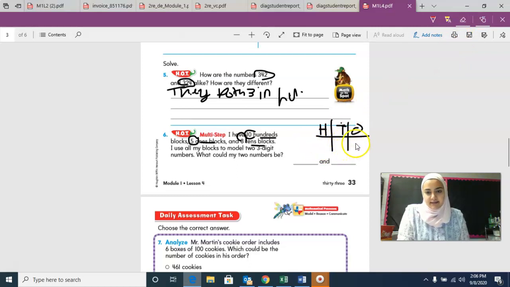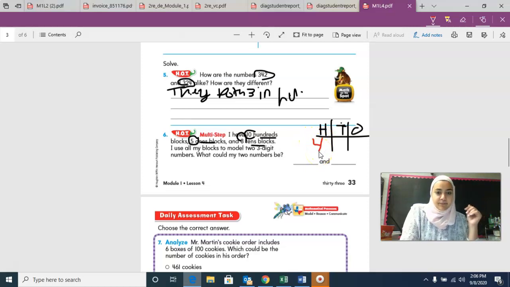So I'm going to erase this, and now I'm going to try that again. Out of the 10 blocks, you can use as many as you want. You don't have to use all 10 hundreds. I'm going to use 4 of those hundreds at first, okay? He has 5 ones blocks and 8 tens. I'm not going to use all 5 the first time. I'm going to use 2. And I'm not going to use all of the tens or ones blocks either. So my first possible answer could be 425.